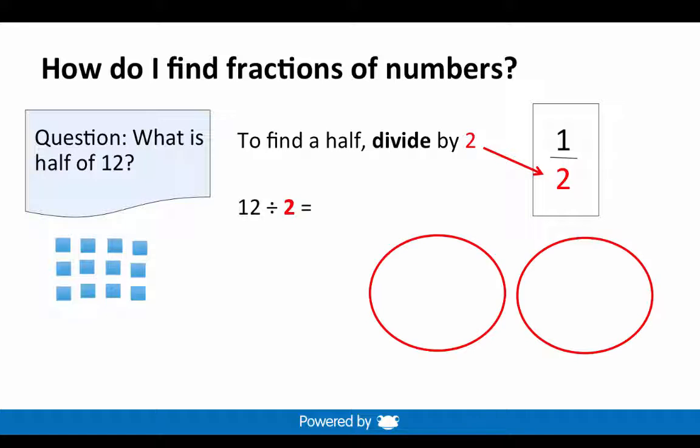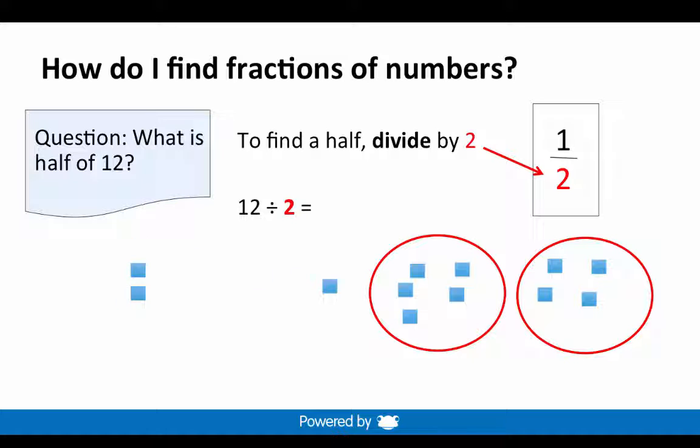Let's use the sharing method. I'm sharing the blocks equally between the two groups. Now we need to count how many blocks are in each group. And the answer is 6.